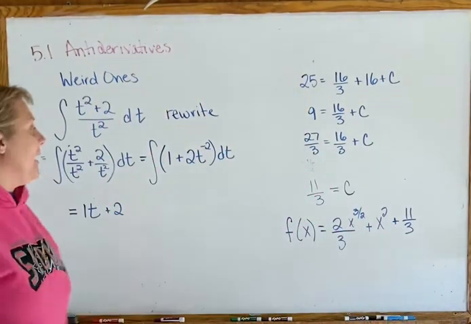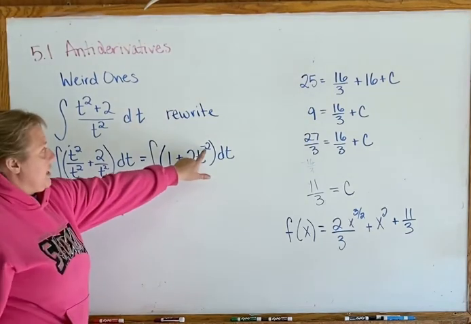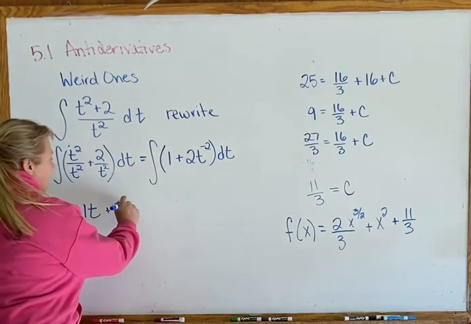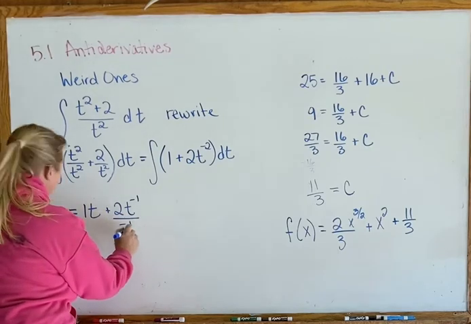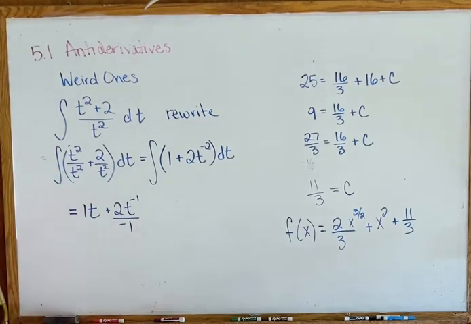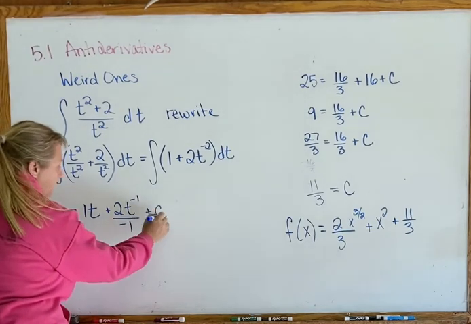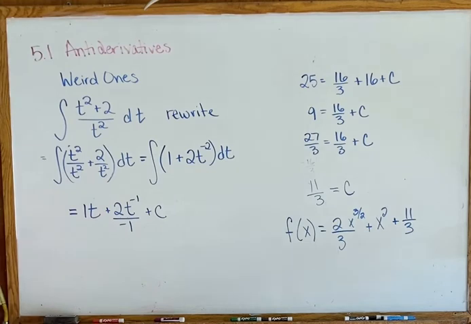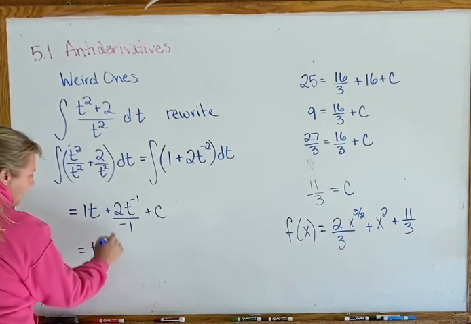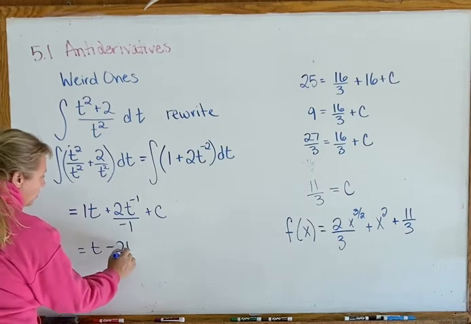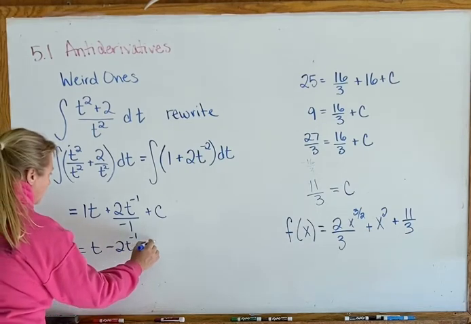Sorry about that. Okay, so this is going to go up by 1. So it's going to be a t to the negative 1 over negative 1. Okay. And then our plus c. And then again, we'll do a little bit of simplifying here. So we can say t, and then this is going to become minus 2t to the negative 1 plus c.